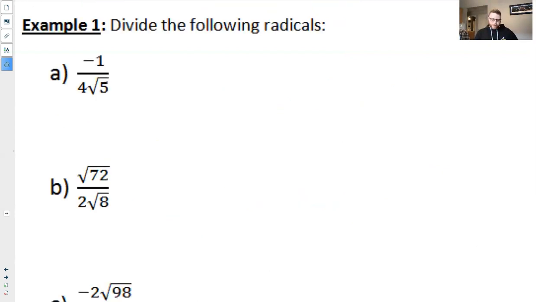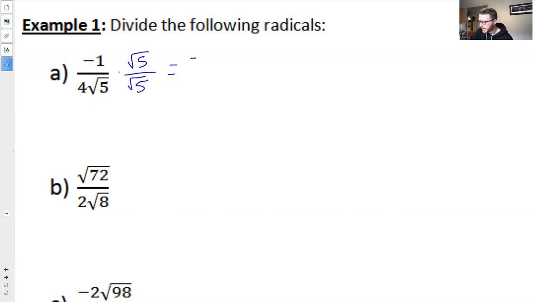All right, so we are continuing. We're dividing the following radicals. Okay, note this one does not have a radical in the numerator. It just has a radical in the denominator. So let's go ahead and rationalize this radical. Okay, so we'll multiply it by just the radical itself. We're going to leave that whole number alone. So multiply by root 5 divided by root 5.